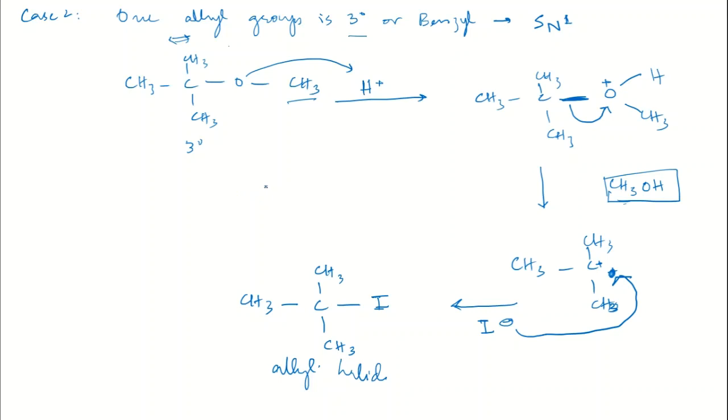Now if one of the alkyl groups is benzylic, let's take the example. If we have a benzylic group attached, this is a benzene, let's make it a clear one. This is a benzene and we have CH2OCH3. This is the benzylic ether. Again, this will follow the Sn1 mechanism.